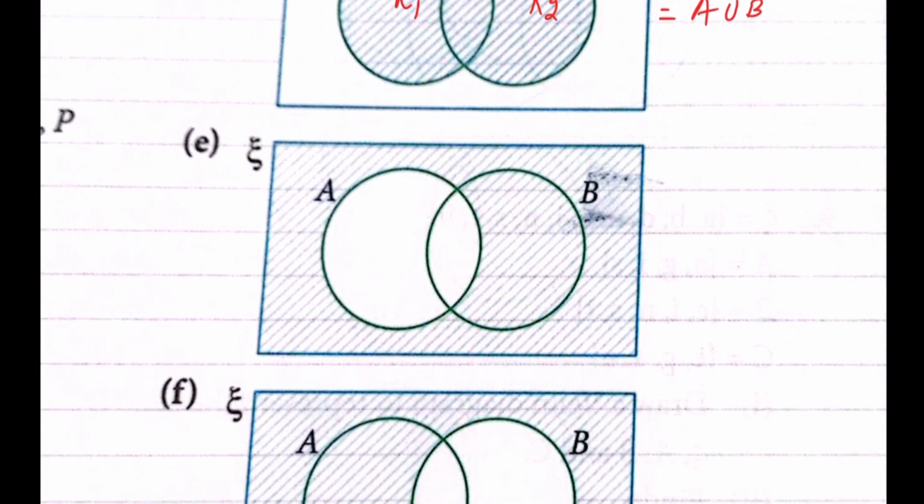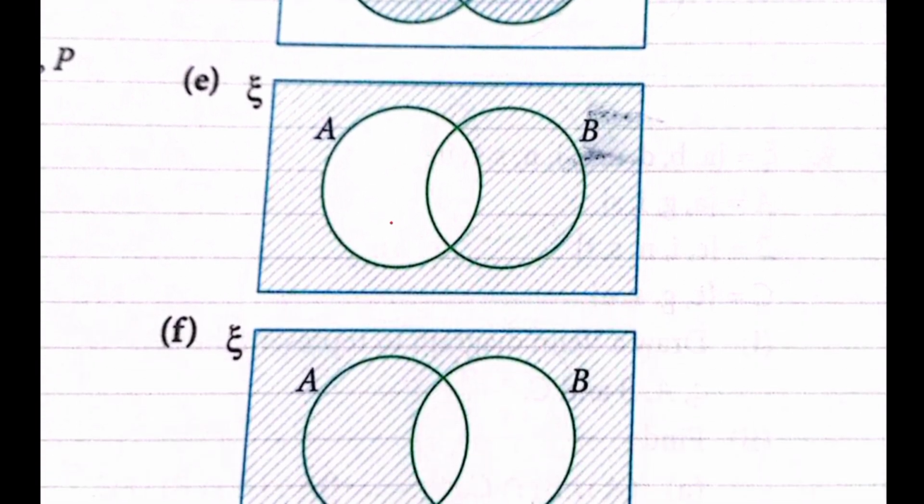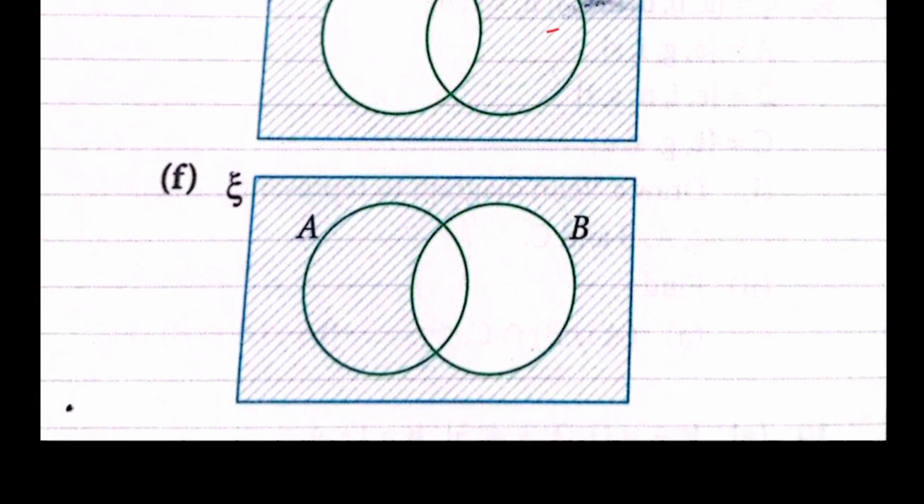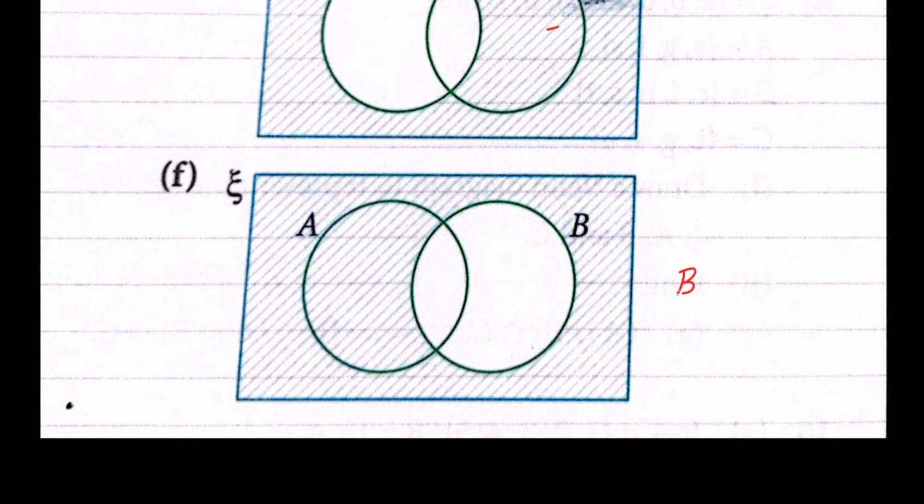In part E, you can see everything is shaded inside the rectangle, as well as the set B. But circle A is not shaded. So it represents actually A complement. This is A complement. Similarly, this part F represents the B complement, because each part of this Venn diagram is shaded other than set B. So this is B complement here.